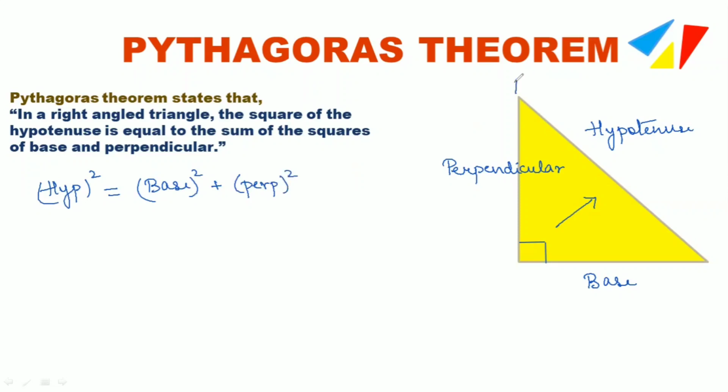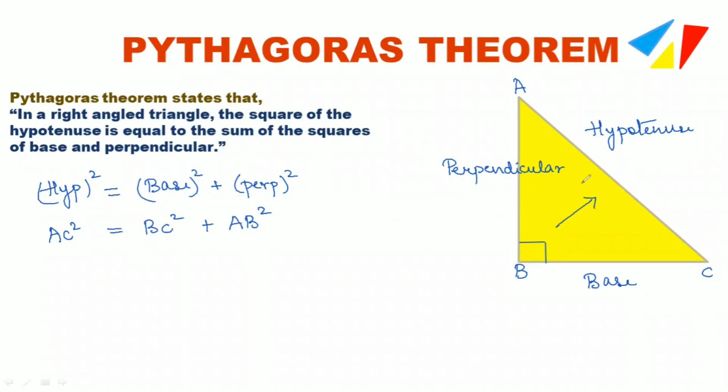If I name this triangle ABC, then according to the theorem, AC square, that is your hypotenuse square, equals base square, that is your BC square, plus perpendicular square, that is AB square. This relationship between the hypotenuse, base and the perpendicular of a right angle triangle was given by a Greek mathematician named Pythagoras, who was born in 570 BC.